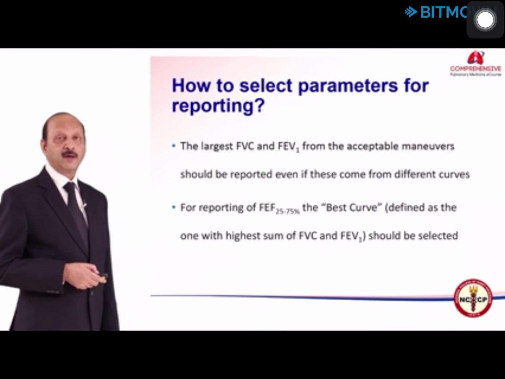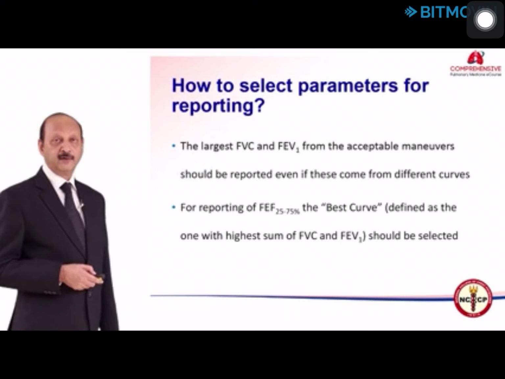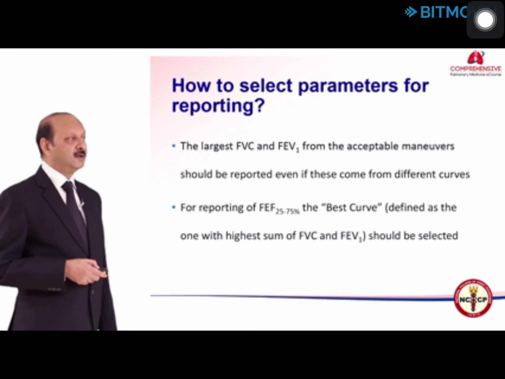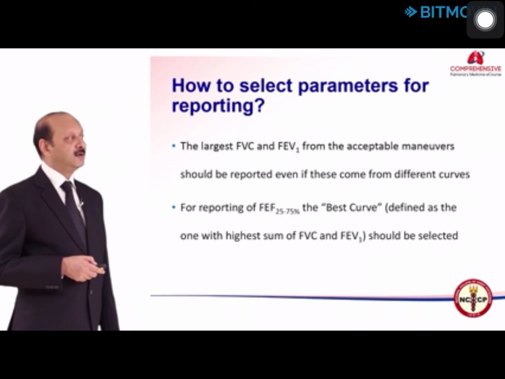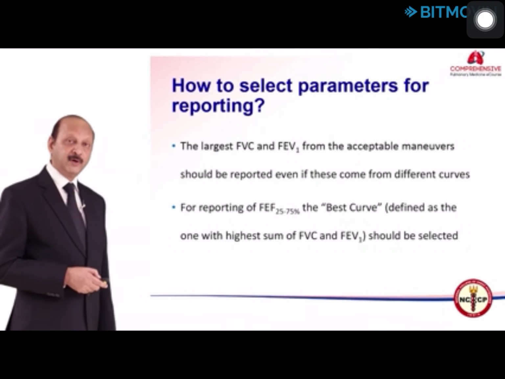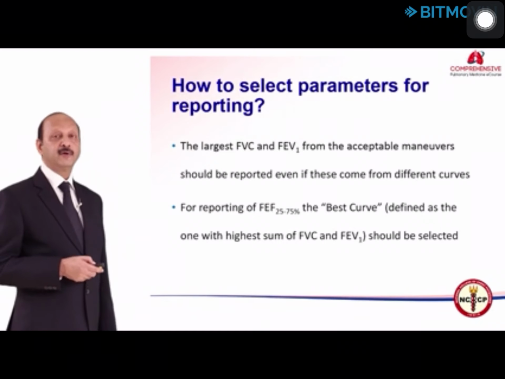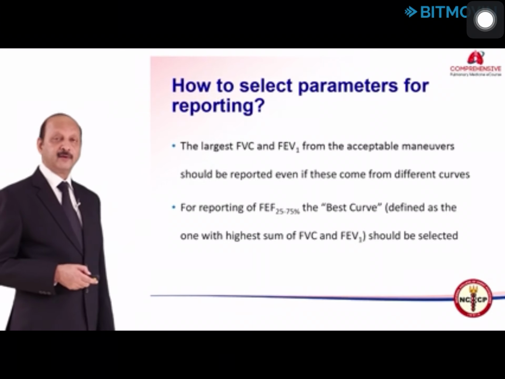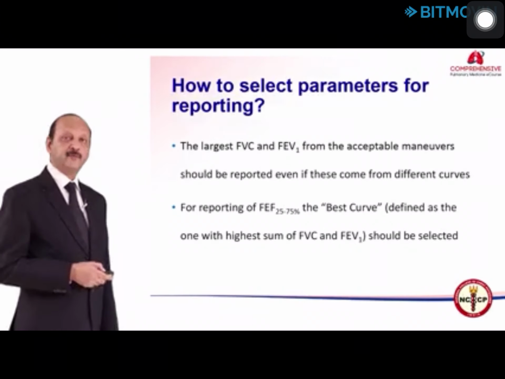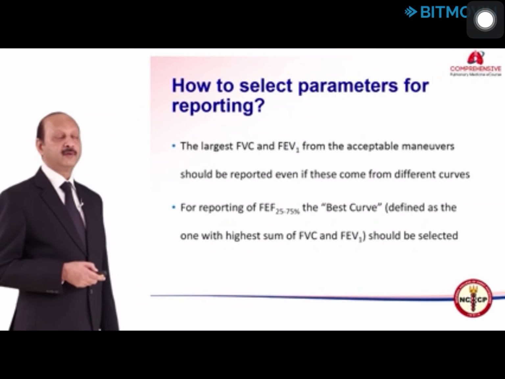Now, how to select the parameters? The lung functions have been done. You have the parameters with you. Suppose you have three curves A, B, C, all three are acceptable. So the largest FVC and the largest FEV1 should be selected, even if they belong to different curves. So suppose curve A has the largest FVC and curve C has the largest FEV1. So we will choose FVC from curve A and FEV1 from curve C.